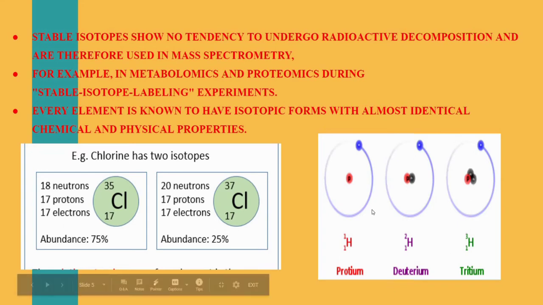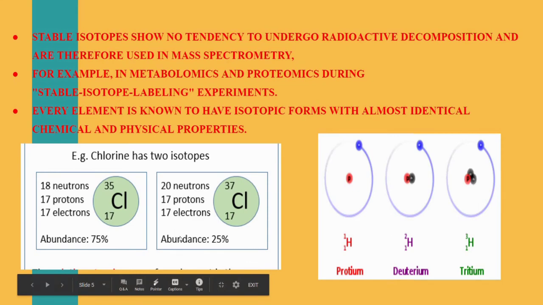And as I told, our hydrogen has three isotopes. The first isotope is called protium, which has atomic number 1, mass number 1, and the second is known as deuterium. Its atomic number is 1, mass number is 2, and the third one is tritium. Its atomic number is 1 and mass number is 3. So they have the same atomic number but different mass numbers, due to different numbers of neutrons in them. So these are the three isotopes of hydrogen.